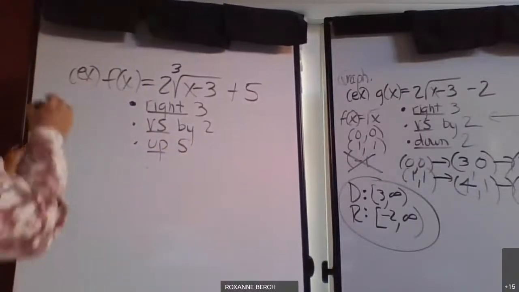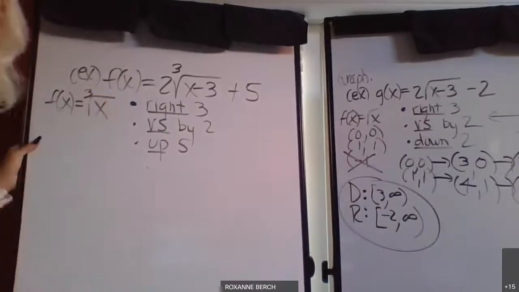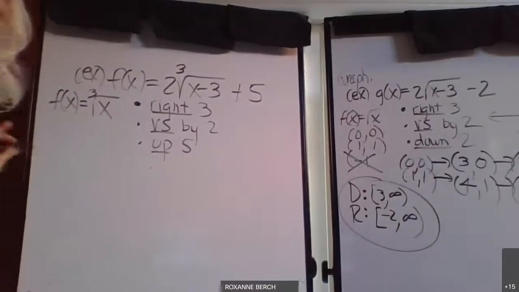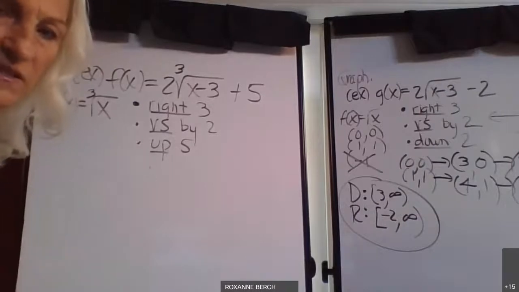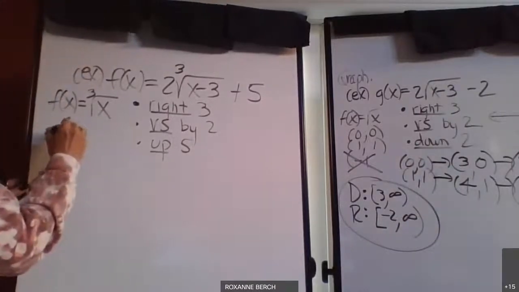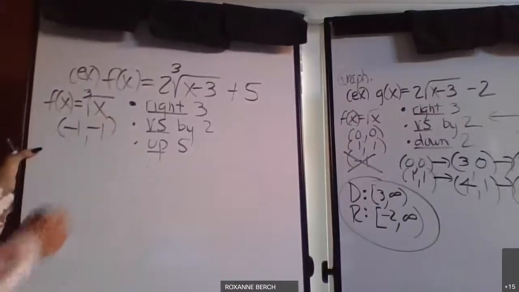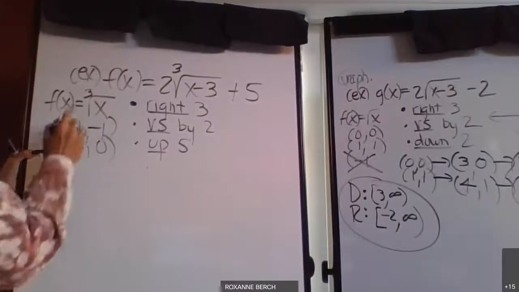Now, the parent looks like this. So what are its points? Well, you can have a negative under the radical now. You can have a negative under an odd index. So what's the cube root of negative 1? Negative 1. What's the cube root of 0? 0. What's the cube root of 1?